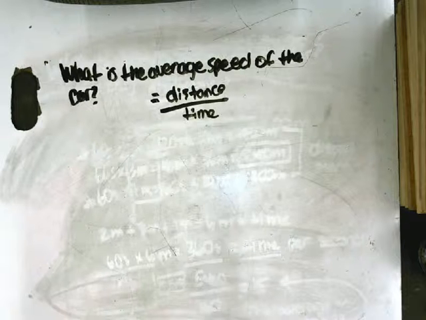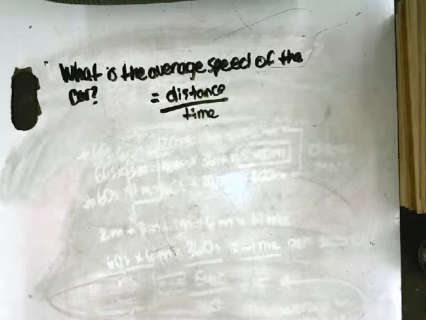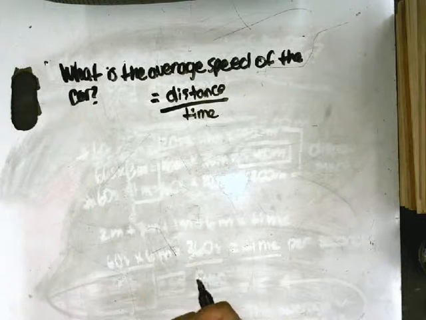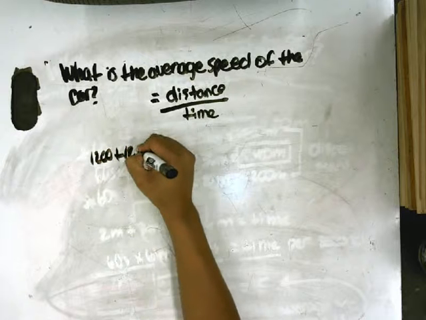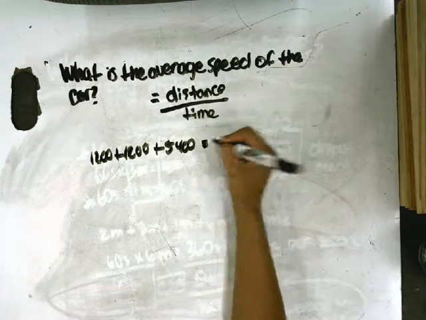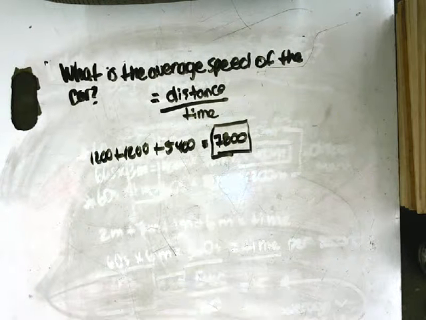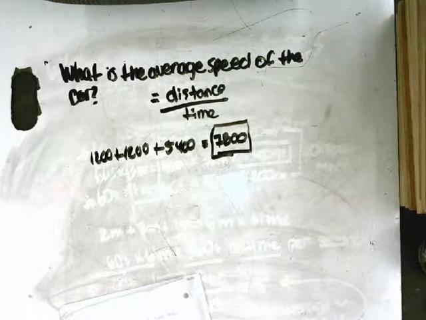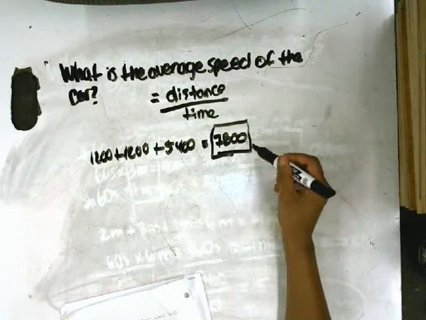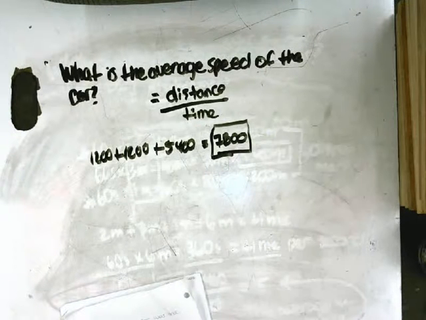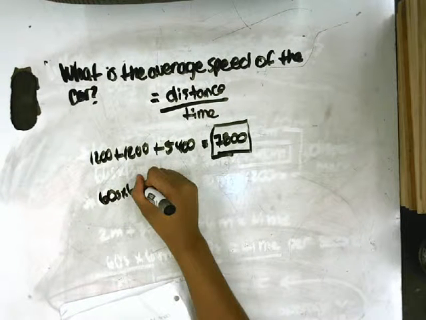So, in order to find the distance, we're going to add up the total distance that the car has traveled. And when you add those up, you're going to get a total sum of 7,800. Then you're going to figure out the time in which the car traveled this distance, which, back from our first step, we did 60 seconds times 6 minutes, which is equal to 360 seconds.